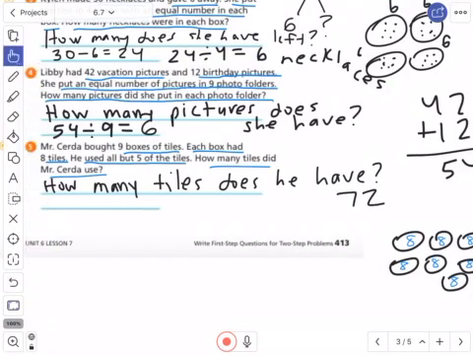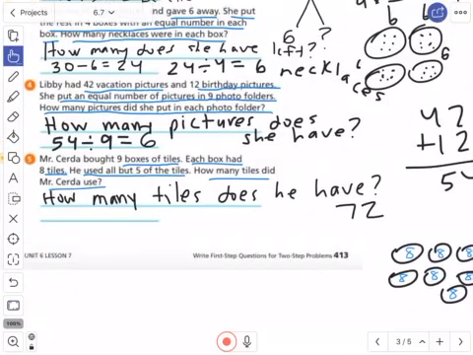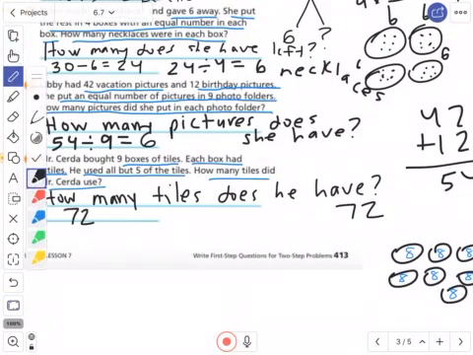And he used all but 5. Oh, so then I would just do 72, going to take away 5 of them. And it's going to be 67. So how many did he use? Well, he used 67 tiles.